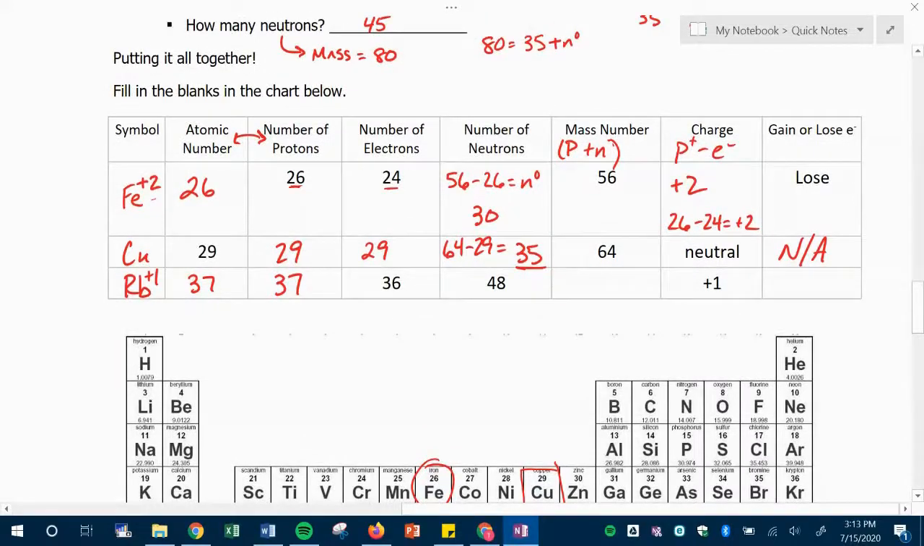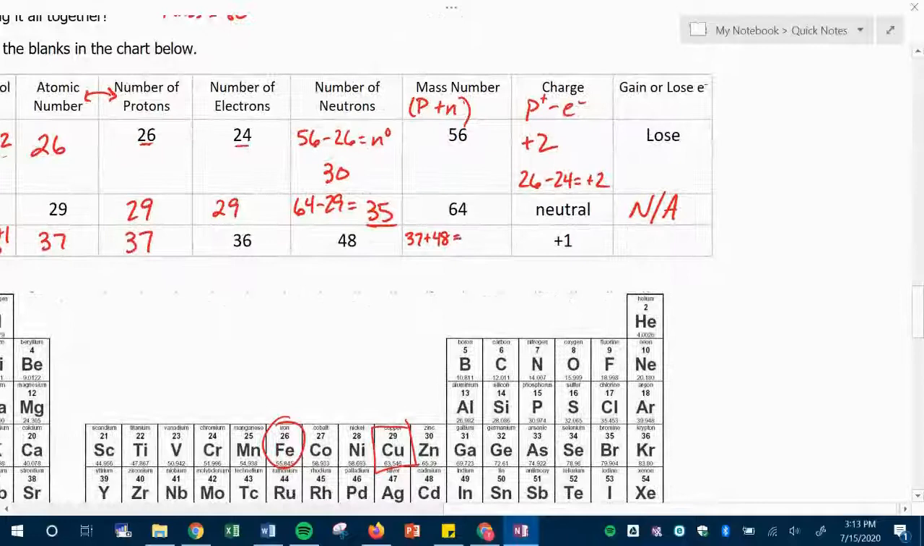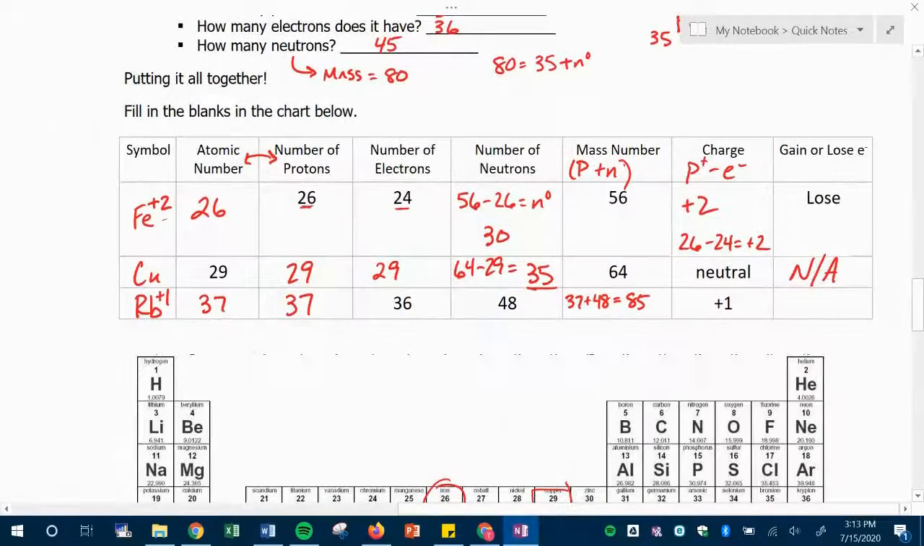And now finally, for our last 2 missing boxes, we got the mass number, which should be, remember, protons plus neutrons. So in this case, it's 37 plus 48, which would give us 85. And then finally, the last part, gaining or losing electrons. Well, in this case, because it's a positive charge, that does mean we lost electrons.